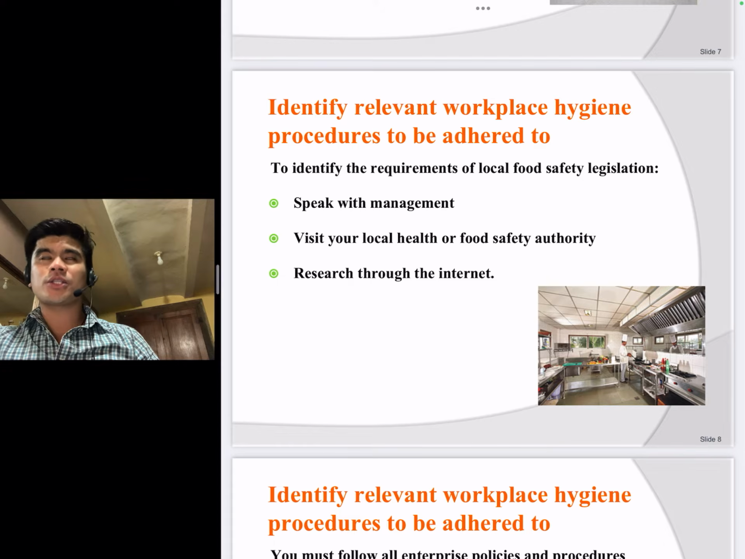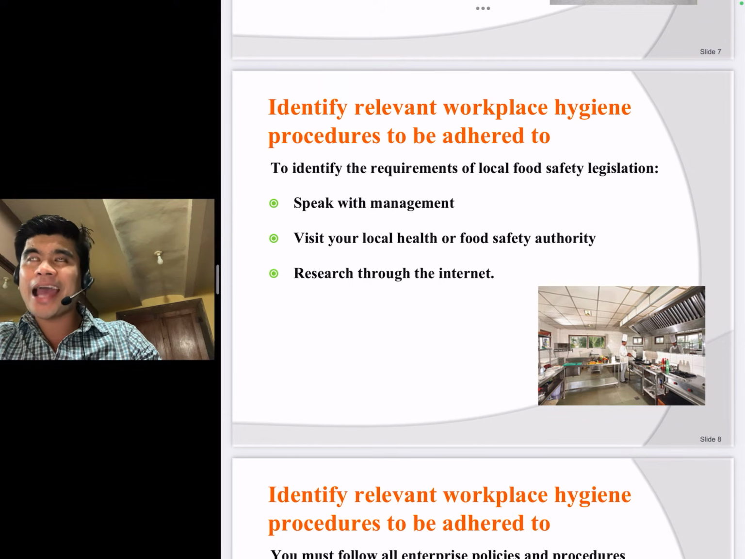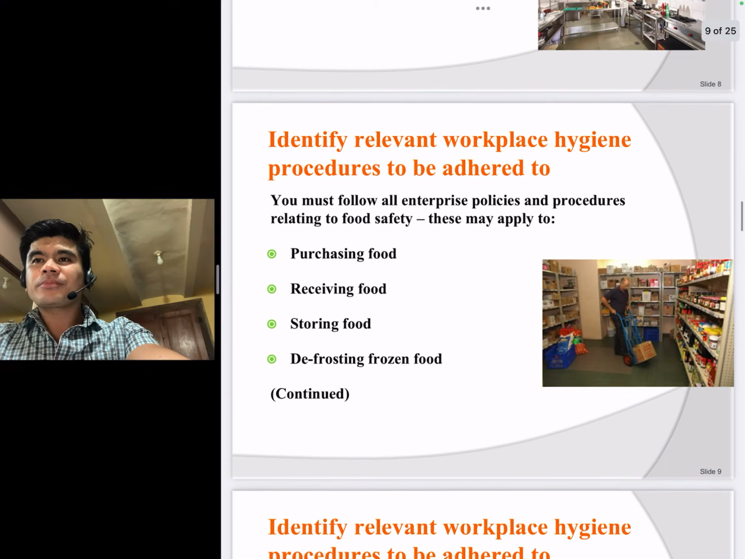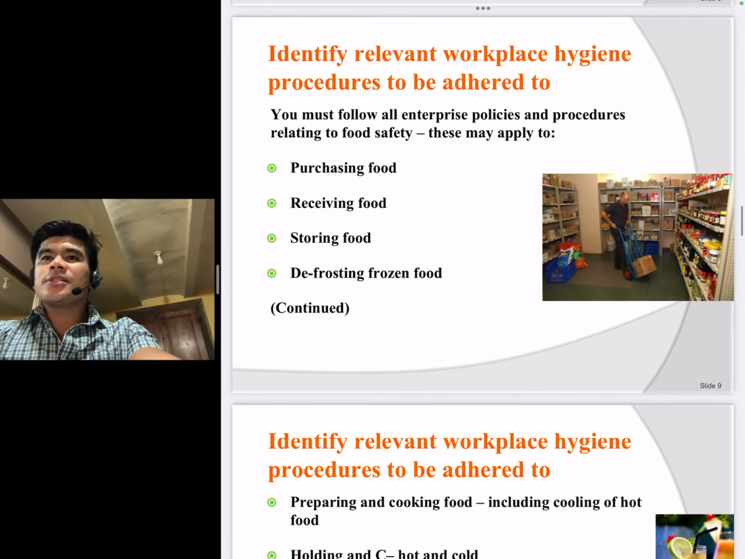Next, research through the internet. With the present situation right now, we are very dependent on the information in the internet because it is very convenient. So we can access any information that has something to do with the safety and security of the restaurant premises, of a hotel premises. Okay. Moving on.